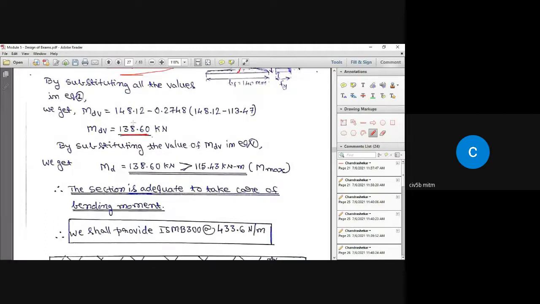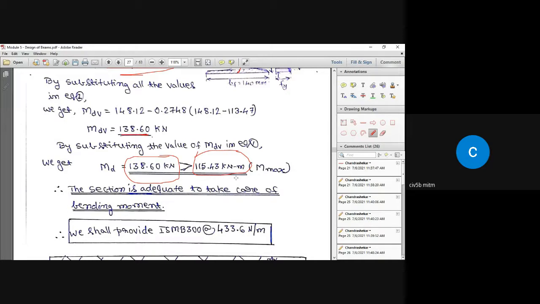Okay, so compare this with the design moment we got due to the design load coming on the beam. I picked this value from the previous example, 115.43 kilonewton meter. So 138.60 kilonewton meter is the bending capacity of the section due to the presence of high shear. Of course, that is greater than the maximum bending moment, or the design bending moment, of 115.43, which is caused due to the design load coming on the beam. Okay, hence the section is safe.